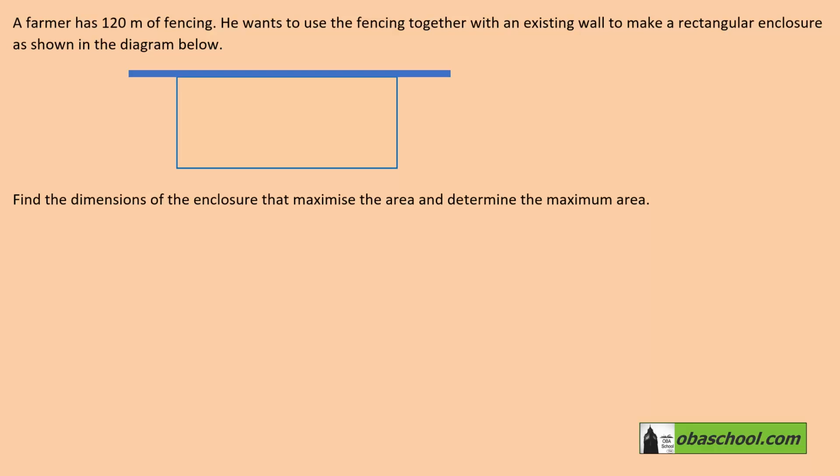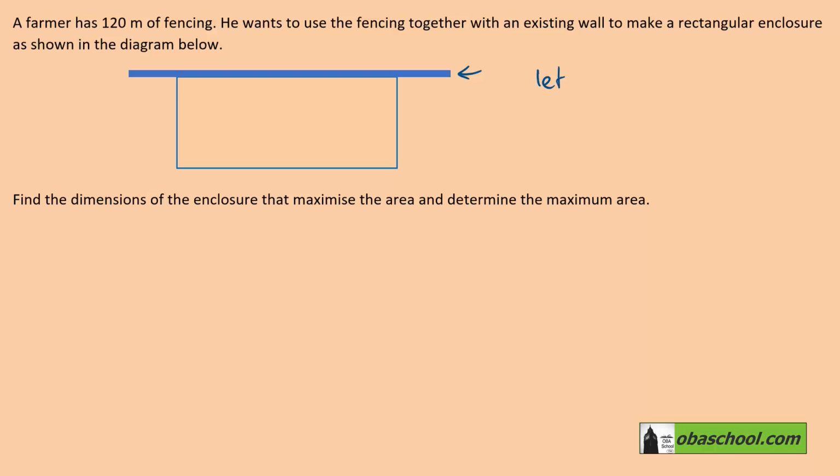A farmer has 120 metres of fencing. He wants to use the fencing together with an existing wall to make a rectangular enclosure, as shown in the diagram below. So this would be the existing wall just here. Find the dimensions of the enclosure that maximize the area and determine the maximum area.